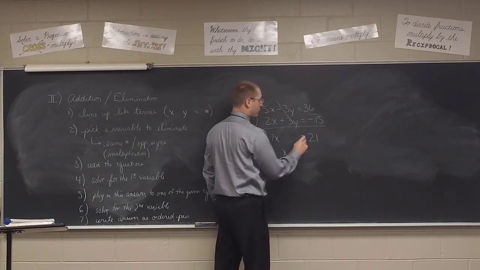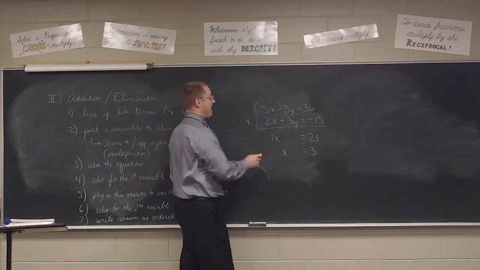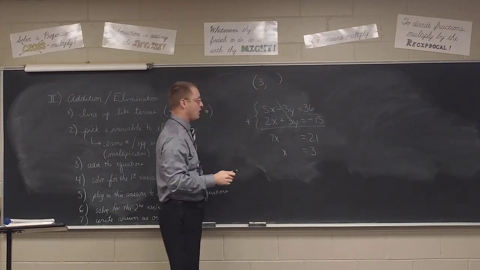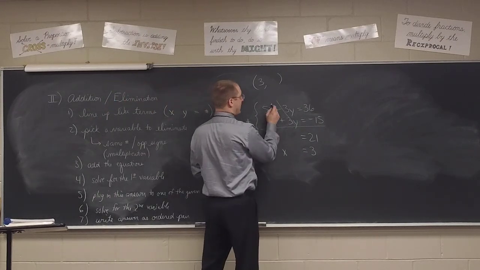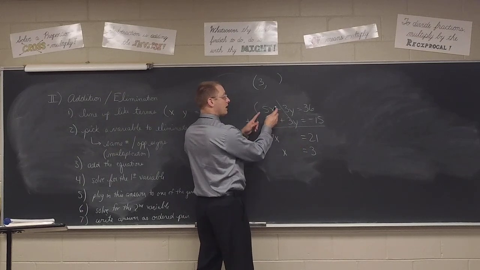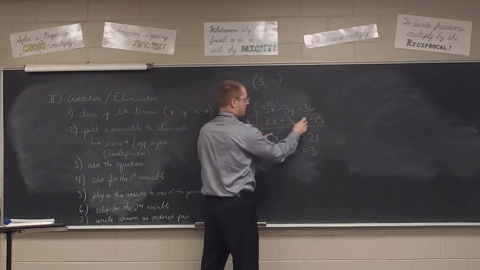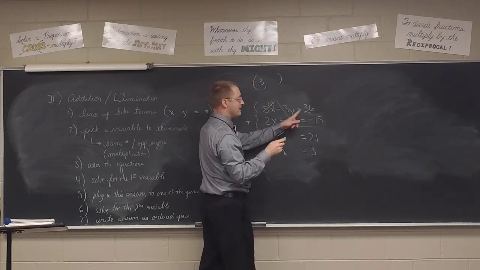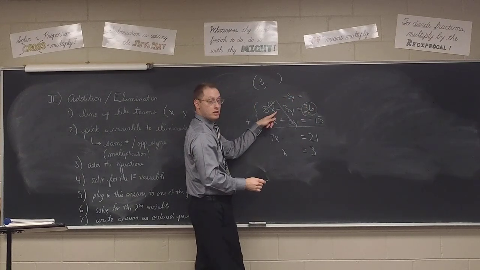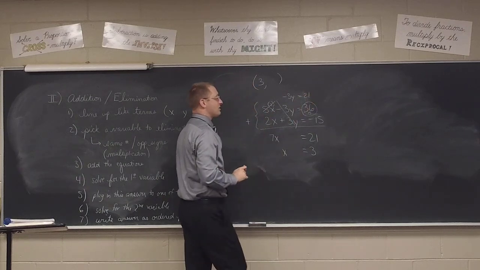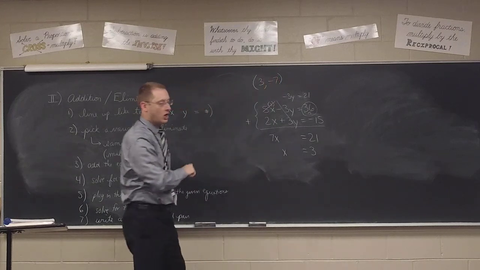X then apparently equals 3. Am I done? No, I'm halfway done. I know my x. I still need the y. What do I do to get the y, Maddie? Go to the first equation, okay? And we make sure we plug it in for the x. So 5 times 3, 15. Move it over as a negative 15 to get negative 3y equals 21. What is y? Negative 7. And there's our answer.